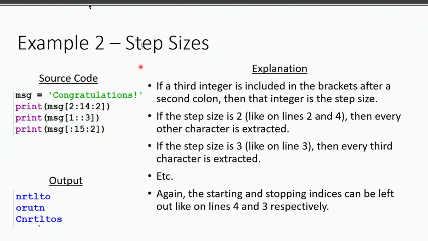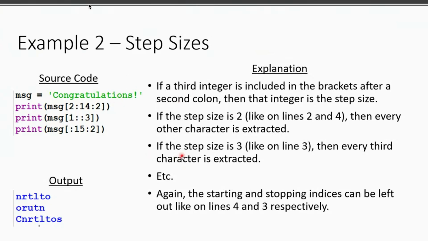So we start off at the second letter: 0, 1, 2, we start off at N. Now our step size is 2. So we're at N, 1, we're not taking G, 2, we're taking R. Then 1, we're not taking A, 2, we're taking T. 1, we're not taking U, we're taking L. But now we're stopping 1 before the 14th character, so we're not including the 14th character. We'd go up until O.